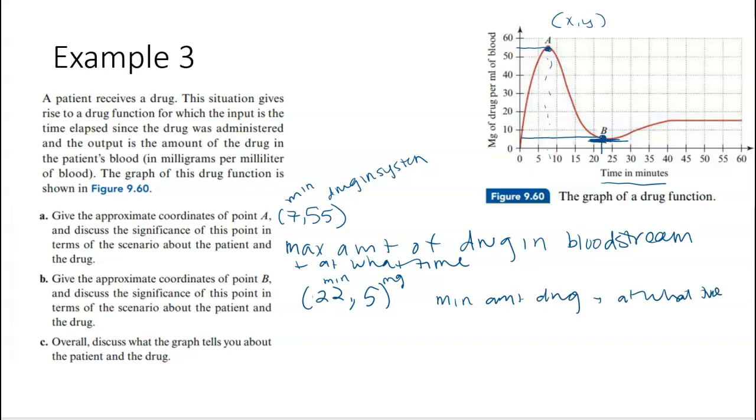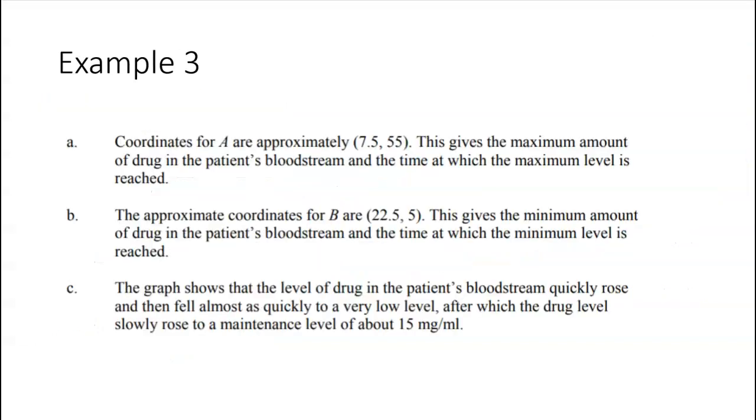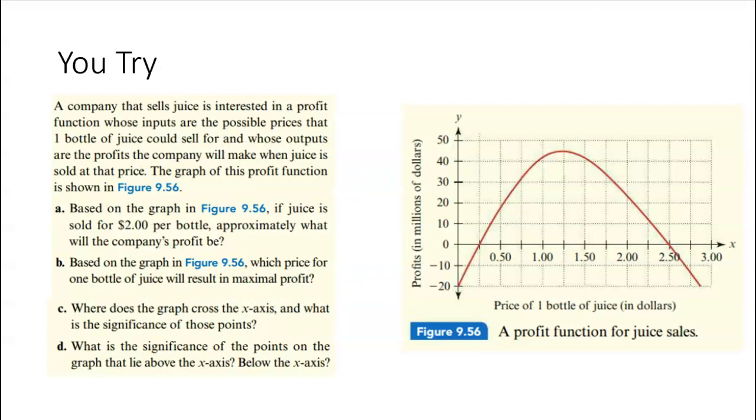Overall, discuss what the graph tells you about the patient and the drug. So if we look at this graph, we would say, okay, really quickly, we got to the maximum, right? And then pretty much just as quickly, it started to decrease. And then it went up a little bit more, but it pretty much leveled out around 15 milligrams. So that is how we would describe this graph. And if you want to see all that written out, here you go. And then you go ahead and give this a try. Press play when you're ready to see the solutions.